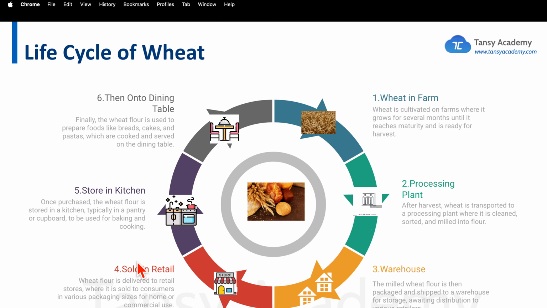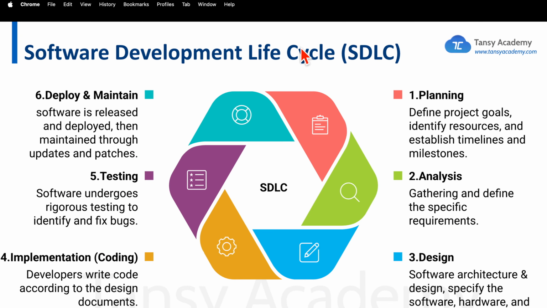We purchase the wheat from retail and bring it to our kitchen, and then we cook it and bring it to the table. So there are different steps involved for the wheat to come to the table in the form of a bread. In the same way, there are steps for producing or developing a software. So that is part of the software development lifecycle, SDLC. There are 6-7 phases you could call.